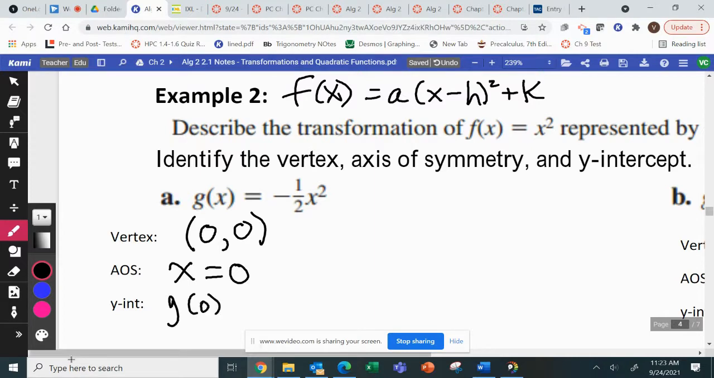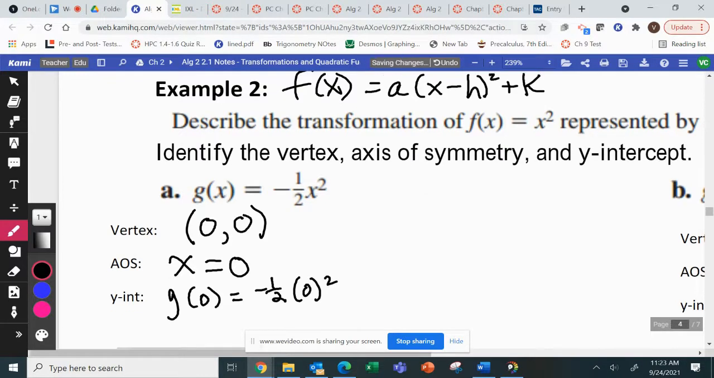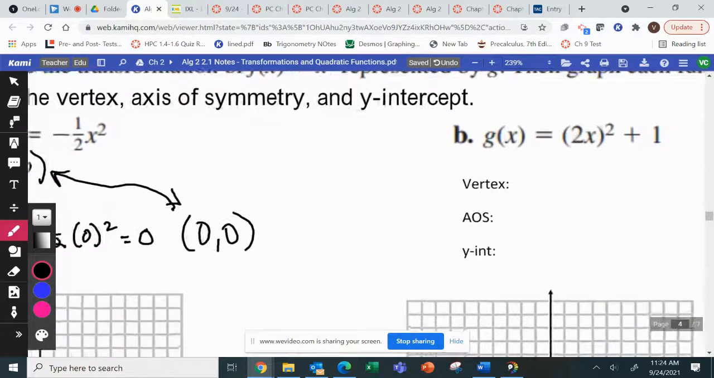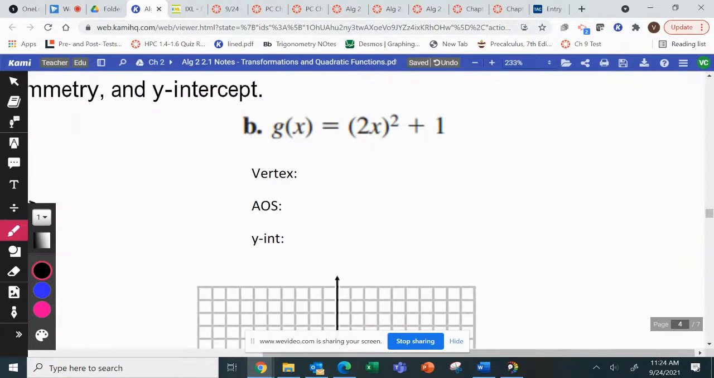G of 0 equals, and wherever you see the X, make it 0. So what's that? 0. Yes. The y-intercept is 0, 0 for this one. Remember, the y-intercept is when x is 0. So if I already knew my vertex had x as 0, then I already know my y-intercept has to be that as well. But if you don't notice it, you can still plug in 0. All right, let's do this one, including a graph.